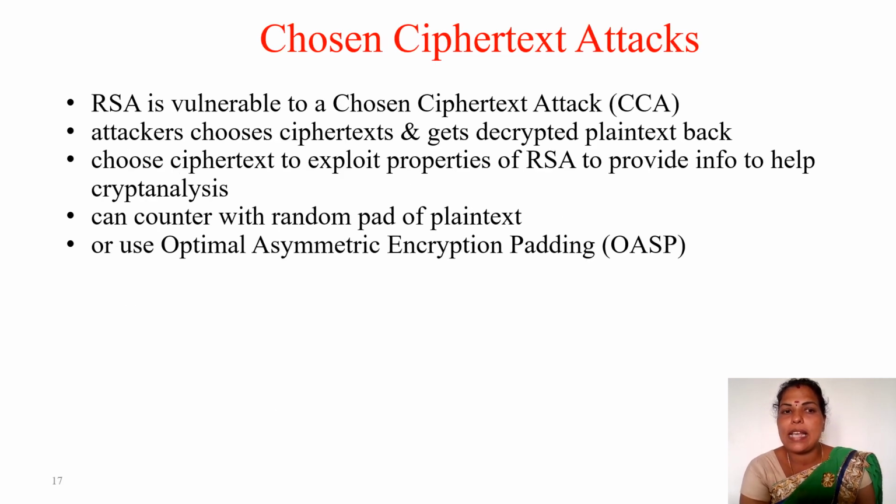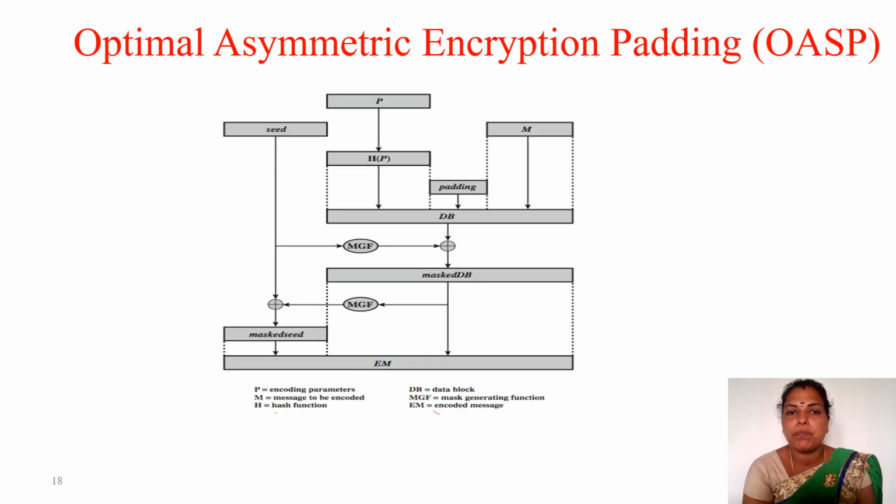Next is the chosen ciphertext attacks. RSA is vulnerable to chosen ciphertext attacks, where the attackers choose ciphertext and get the decrypted plaintext back. That is, they choose the ciphertext to exploit properties of RSA to provide information to help the cryptanalysis. This can be countered with a random pad of the plaintext. For that, researchers suggest one methodology called optimal asymmetric encryption padding.